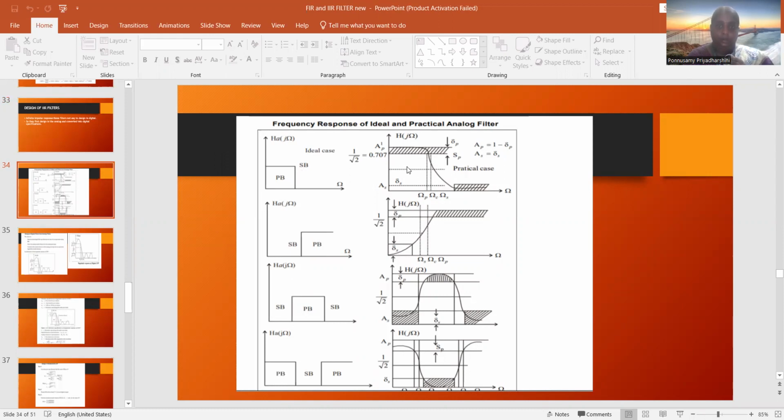So what is your magnitude, and here are the pass band and the stop band allowable errors. So they are represented, and they are the cutoff frequency, pass band frequency, and the stop band frequency. So this is for the low pass filter, and similarly for the high pass filter, band pass and band stop filter.